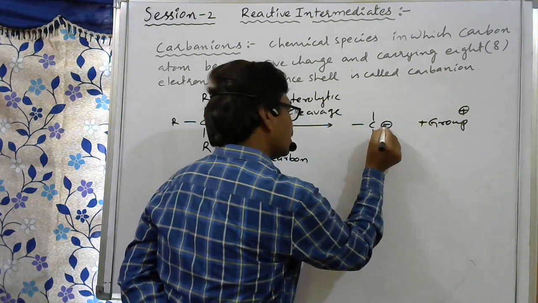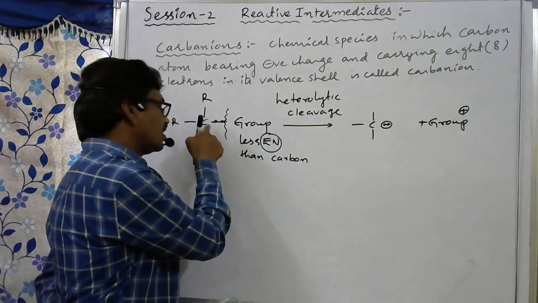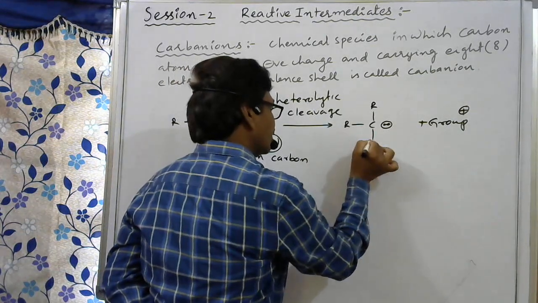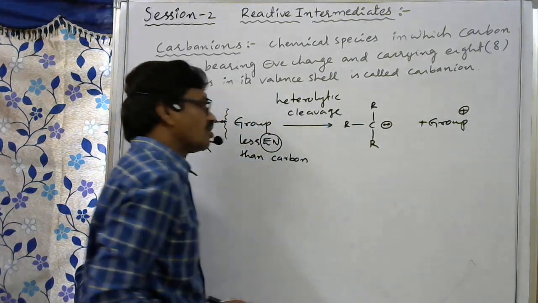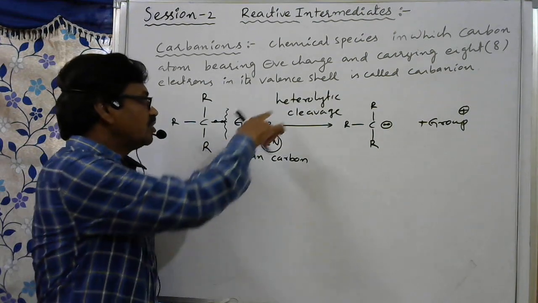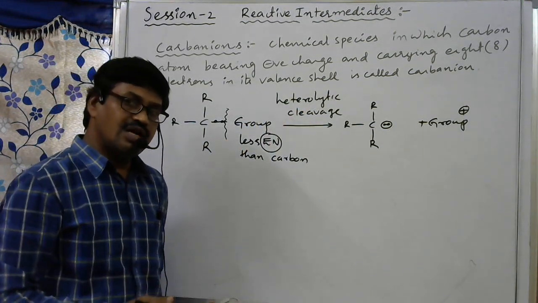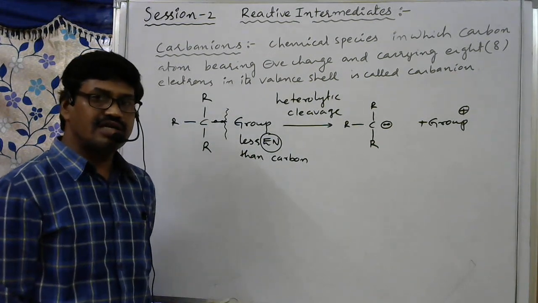Negative charge means how many electrons are present here? These two bonded electrons are present along with carbon only. Here R we can write. This is the carbanion. This carbanion is formed by heterolytic cleavage when carbon is bonded to a less electronegative group or atom.